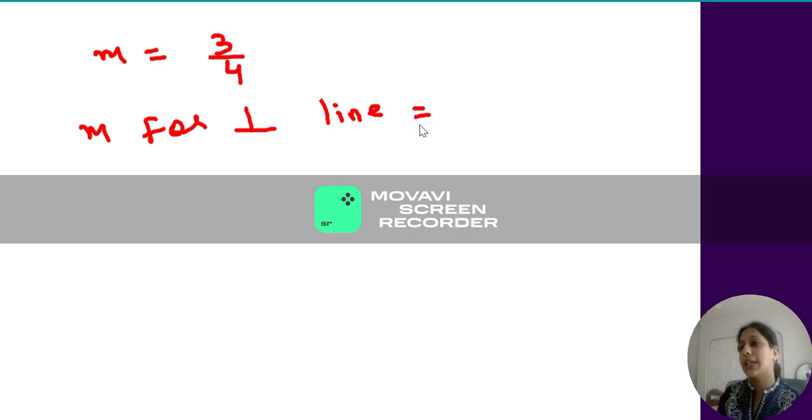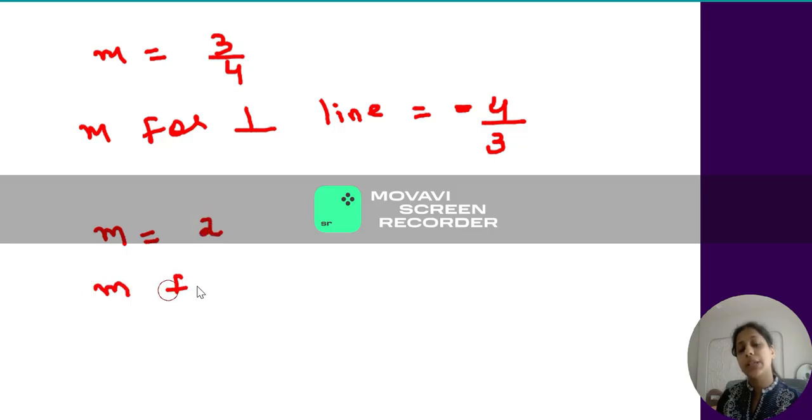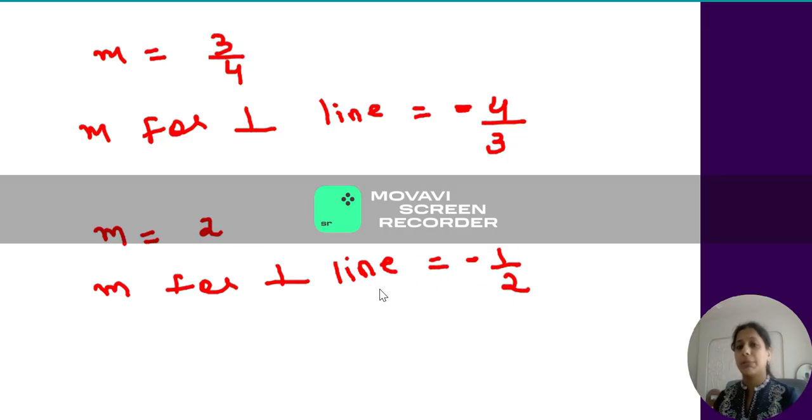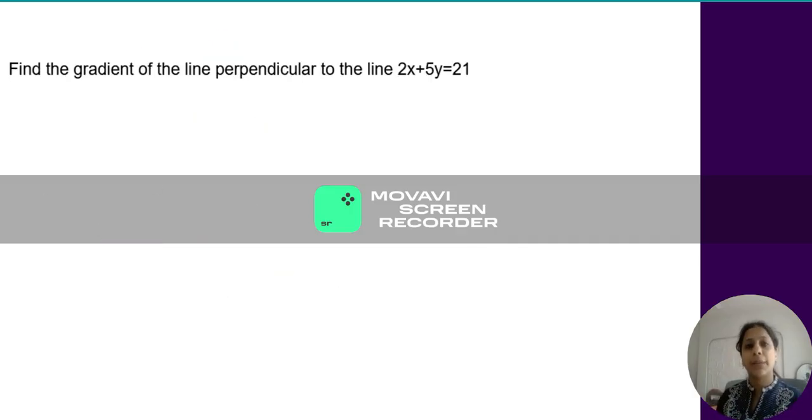So the gradient for the perpendicular line is just the reciprocal. The reciprocal is 4 by 3, and change the sign, so the gradient is minus 4 by 3. In the same way, if I give you the gradient as 2 and ask what is the gradient for the perpendicular line, again reciprocal it becomes 1 by 2, change the sign, it becomes minus 1 by 2. So the gradient for the perpendicular line is minus 1 by 2.